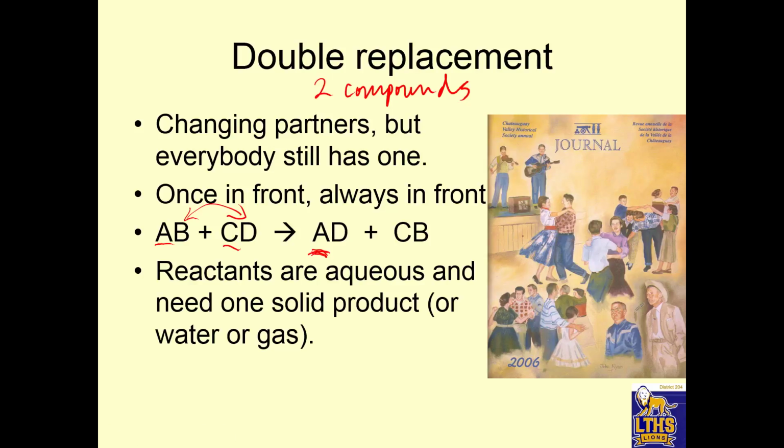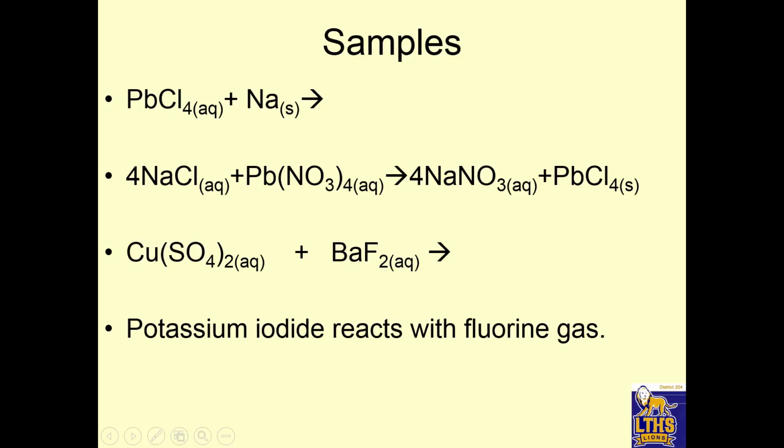All right, so A is still in front of a compound, but now it's with D. C is still in front, but now it's with B. Reactants are aqueous in this one, and we're going to look for solid products or precipitates or water or gas. Kind of like the old square dance. Okay, so here are some samples.